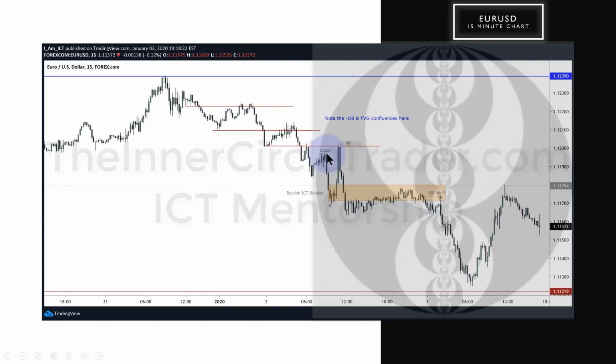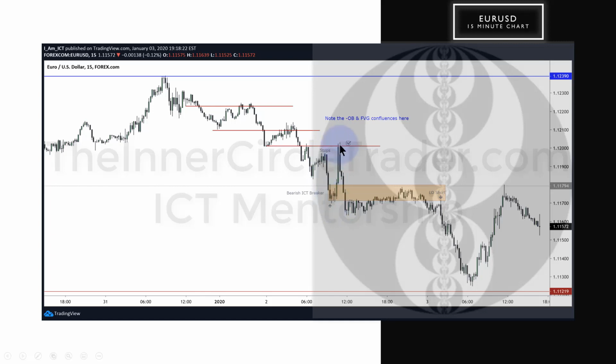equal highs. Again, this is a 15-minute time frame. So we had buy stops resting above that. The market surges, runs those buy stops out, and then slants back lower. So we've taken out the low between the high and the higher high to the right. So this sets the stage for a bearish breaker.